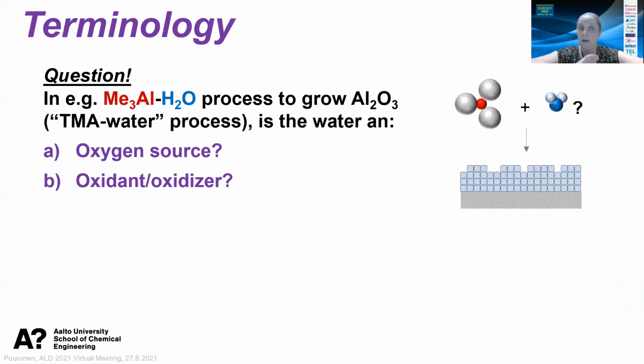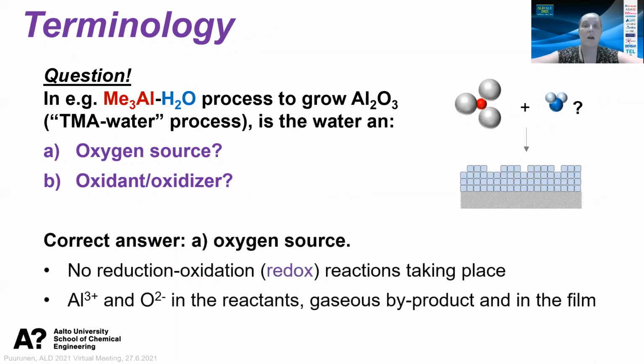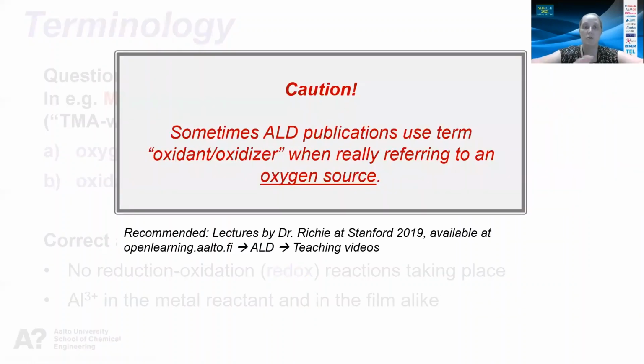Terminology question. In the trimethyl aluminium water process to grow aluminum oxide, is the water an oxygen source or an oxidant or oxidizer? Think of it. The correct answer is oxygen source. There's no redox reactions taking place. These oxidation states remain as in ligand, the same in the film. So caution, sometimes in ALD publications, people use the term oxidant or oxidizer even when there's no redox reactions taking place. So the right term would be an oxygen source in that case.